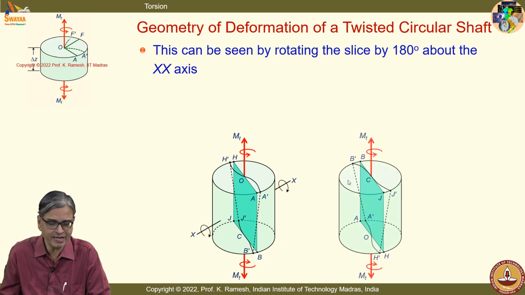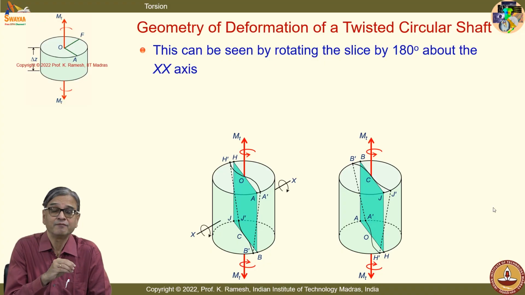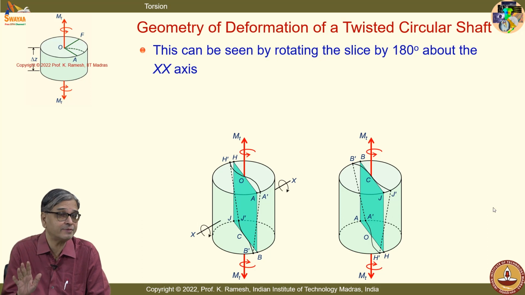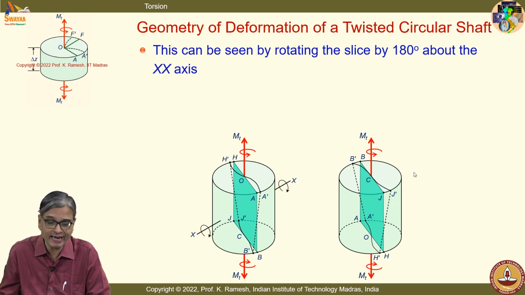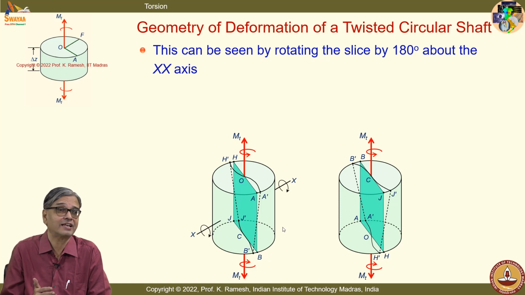So, when I rotate it by 180 degrees, I will have a situation like this. So, this is not the same as this. Is the idea clear? When you are investigating symmetry, we find that this violates the symmetry. This aspect violates the symmetry. So, what is the way it can deform?